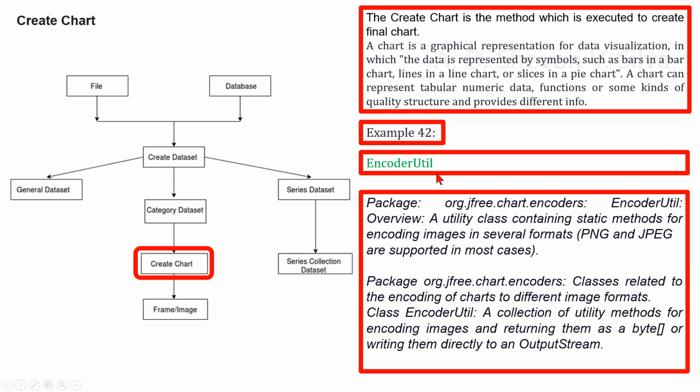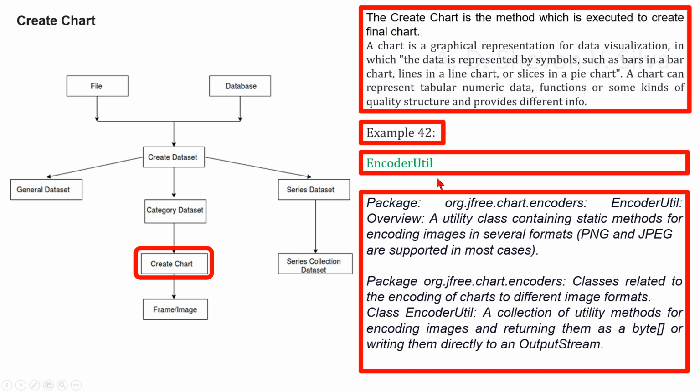Overview of EncoderUtil in package org.jfree.chart.encoders. A utility class containing static methods for encoding images in several formats; PNG and JPG are supported in most cases. Package org.jfree.chart.encoders contains classes related to the encoding of charts to different image formats. Class EncoderUtil is a collection of utility methods for encoding images and returning them as a byte array or writing them directly to an output stream.